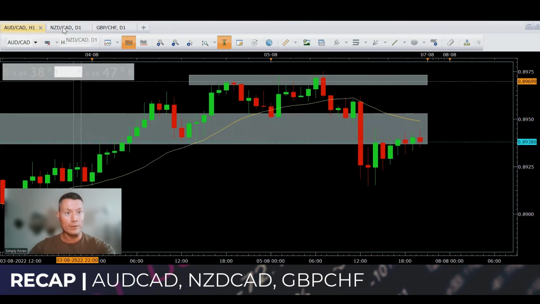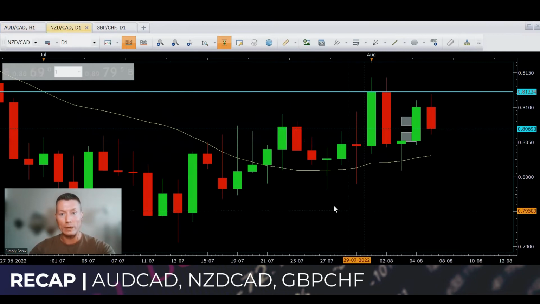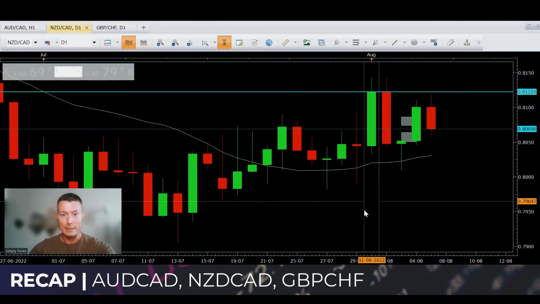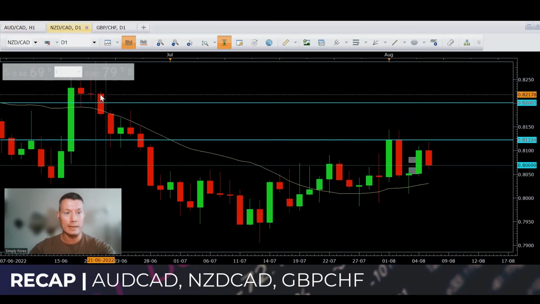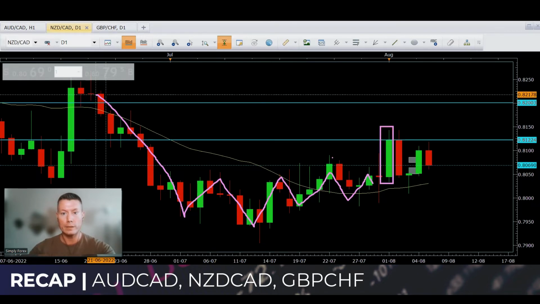The second one from Friday is this. We got the New Zealand dollar against the Canadian dollar. And it was a similar scenario, guys. So price was clearly in a downtrend, lower lows, lower highs. And then it was just ranging. Okay, and then eventually this candle broke these highs, this area here. Okay, so as soon as this candle formed, price was now in an uptrend. Okay, and we were looking for buys.